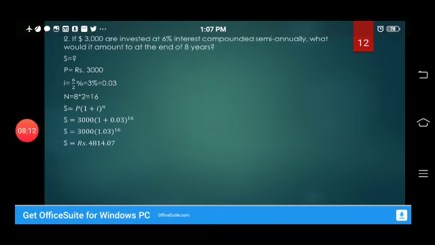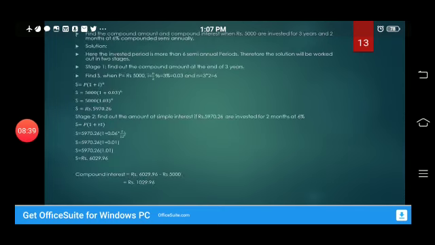4814.07. रेस्ट टू पावर लेने के लिए आप क्या करेंगे? कैलकुलेटर में हैट का बटन प्रेस होता है. 1.03 हैट का बटन प्रेस करके, वो एक कैप होती है, जैसे मॉड के ऊपर एक हैट बनी होती है, मॉड का जो साइन होता है एक्स के ऊपर हैट होती है, इसी तरह कैलकुलेटर में भी एक हैट का साइन होता है. आप क्या करेंगे? 1.03 हैट को प्रेस करके 16 प्रेस करेंगे, इक्वल्स करेंगे, जो आंसर होगा वो आ जाएगा. उसका आप 3000 से मल्टीप्लाई करेंगे, you will get the answer of S.